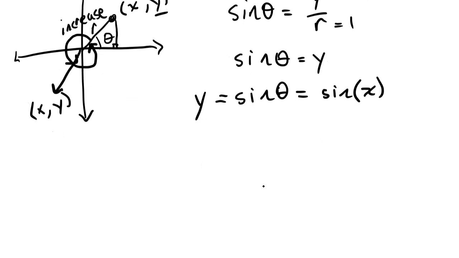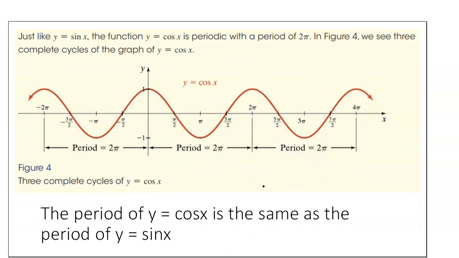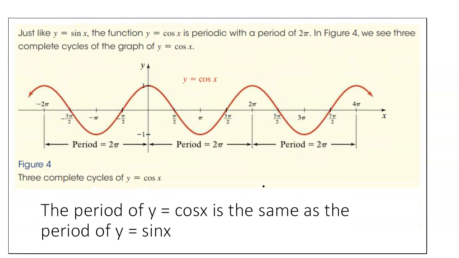Now I'm going to move on and talk about the period, which is something I just mentioned. The period stays exactly the same because we're still dealing with the same constraints, mainly the unit circle. And we're still going to repeat after every 2 pi.